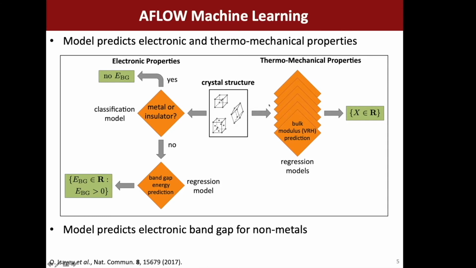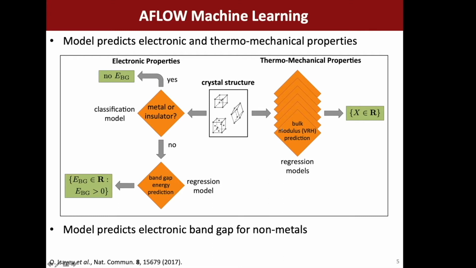Then the thermomechanical properties are just regression models. So it predicts things like, again, the bulk modulus, shear modulus, and so on. These are properties that were calculated using the AEL and AGL methods that I described earlier. At the time we actually trained this model, we had maybe about half as many properties as we do now.